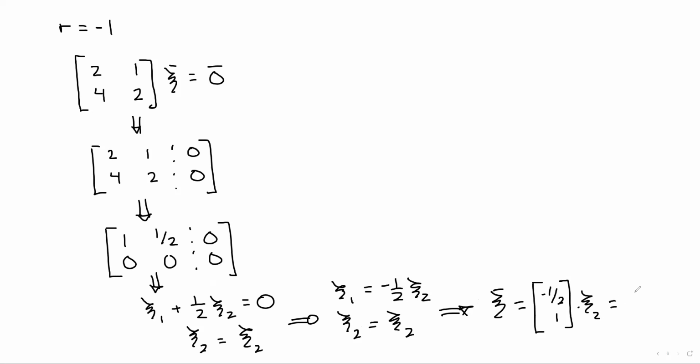And then just like we did in the last one, you could clear out the fractions by multiplying by 2. And so we'd get -1/2 times t. All right, and so this is our eigenvalue. This is our eigenvector. If you put those together, you'll get the second solution.